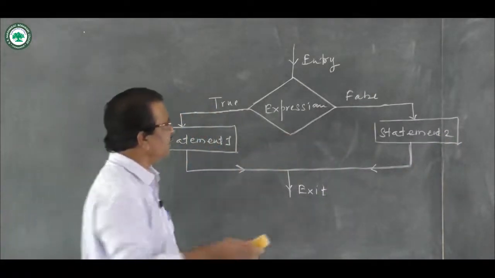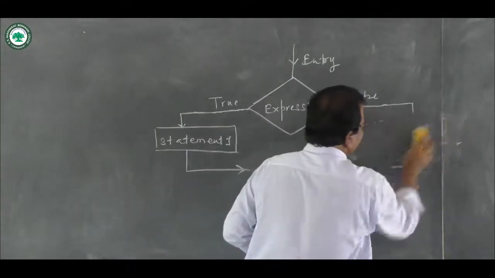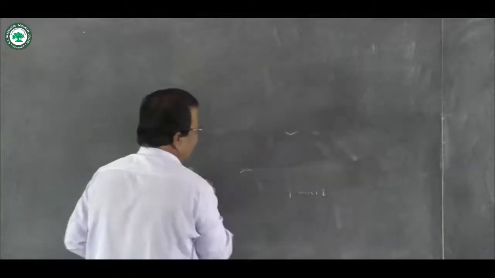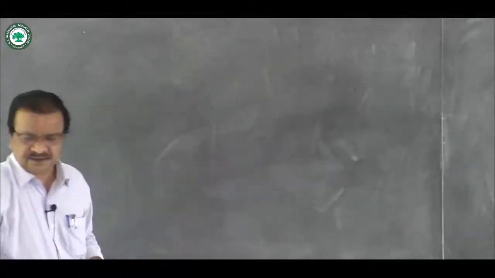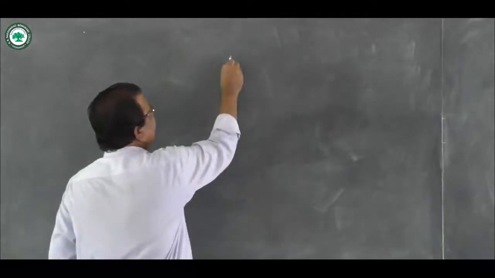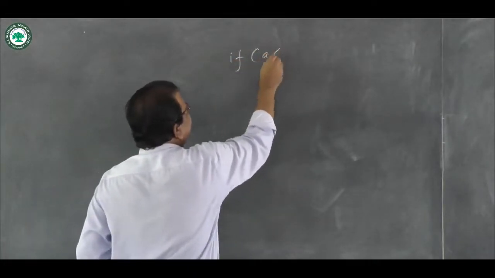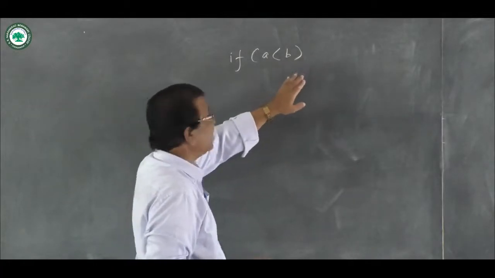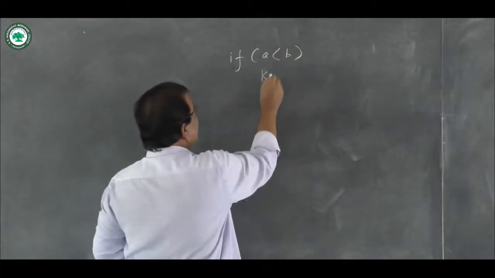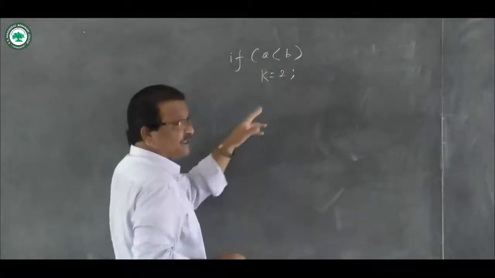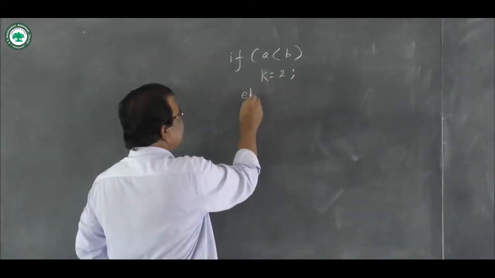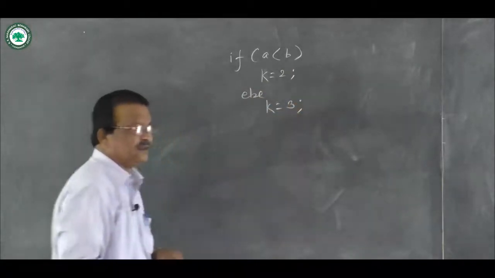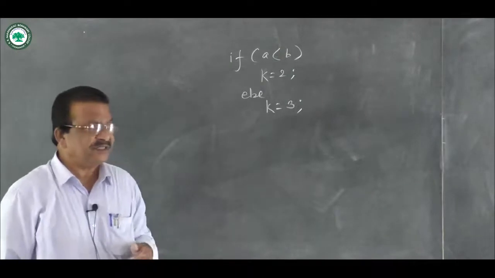Here is an example of an if-else statement. If A is less than B, there is no semicolon after if. This is the syntax. Then k equal to 2, being a statement, will be delimited by a semicolon. Else k equal to 3. This is the example of an if-else statement.